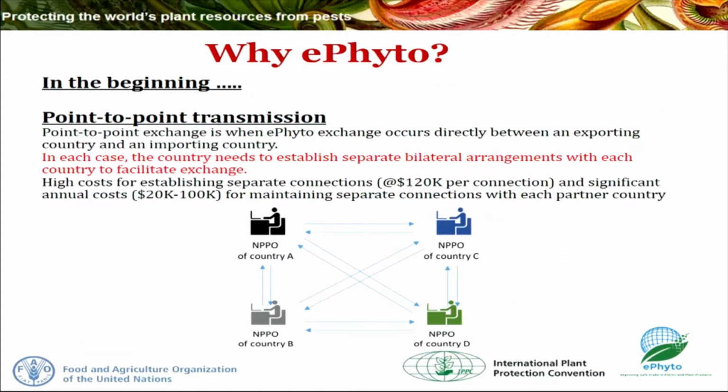So why? This is a good reason. Before, you used to have countries negotiate bilaterally. Developed countries could do this easily. Developing countries can't afford $120,000 to set up a connection and then subsequent payments each year to maintain those connections. So that's one of the reasons we're looking for something a little bit simpler.